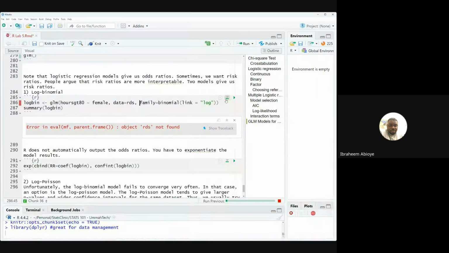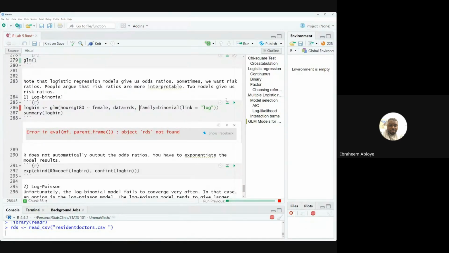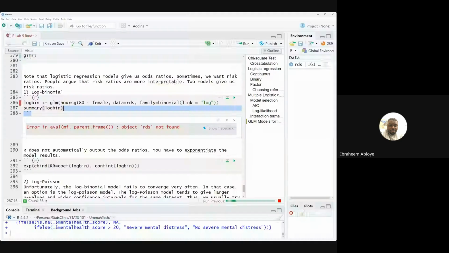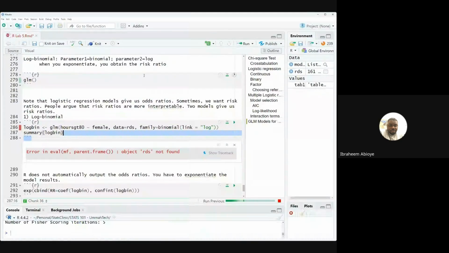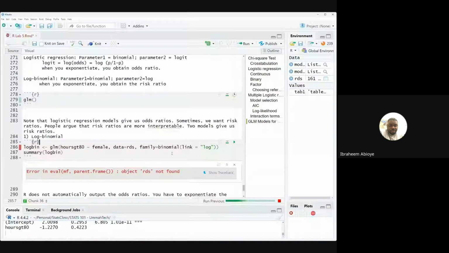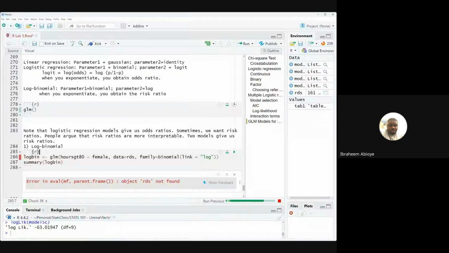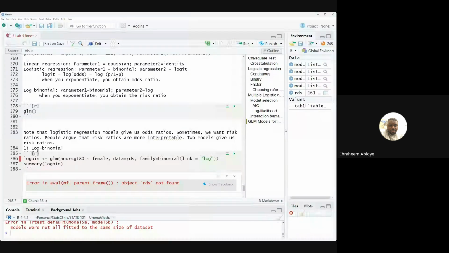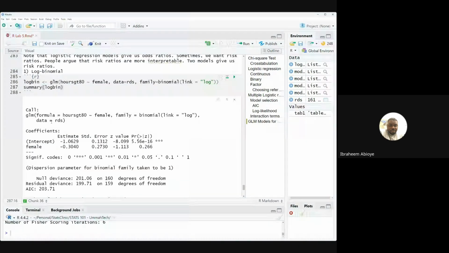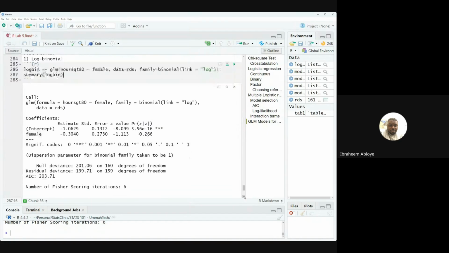When you run this code, you will get, oh, because I have not run all of this from before, sorry. The data set is not loaded, the variables are not created. So I just asked it to run everything from above, so we can just carry on from where we are. So now we have RDS, and now when we run this model, this is the model output.